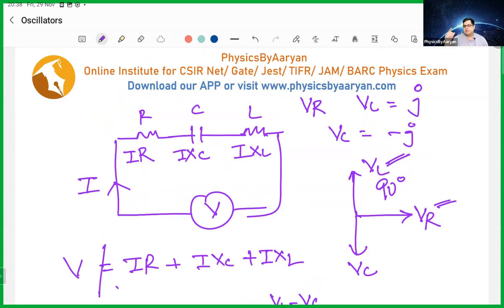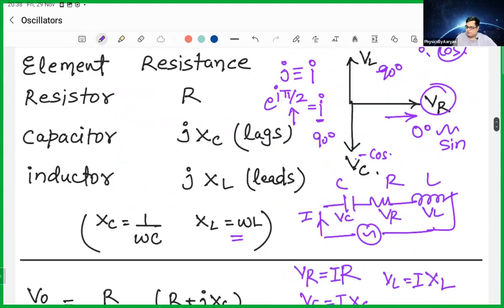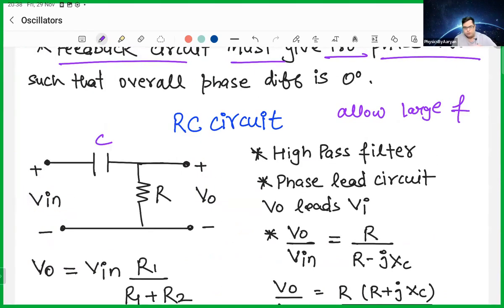Whatever is a voltage, आपको उसके साथ plus J या minus J लगाना पड़ेगा. प्लस J का मतलब है 90 डिग्री आगे, माइनस J का मतलब है 90 डिग्री पीछे. That is the entire analysis, and this we should know. ठीक है? तो अभी हम अपने क्वेश्चन पे वापस आते हैं. Let's come back to our problem.